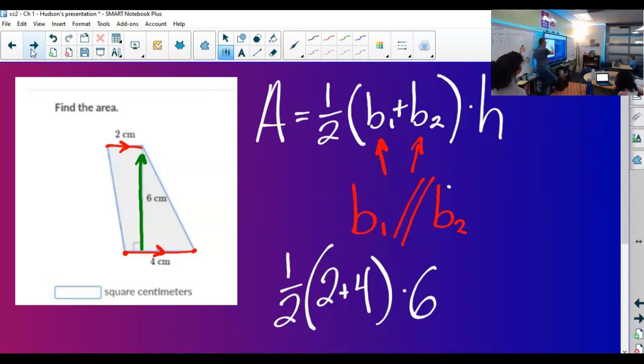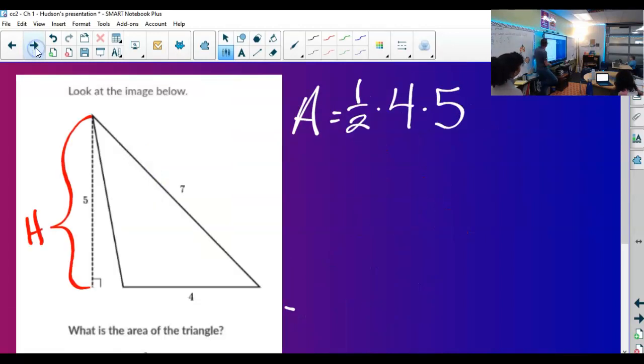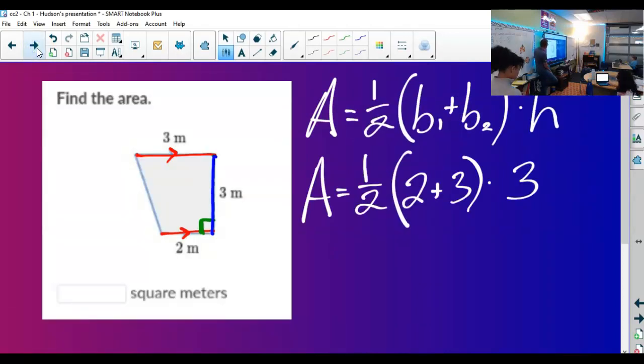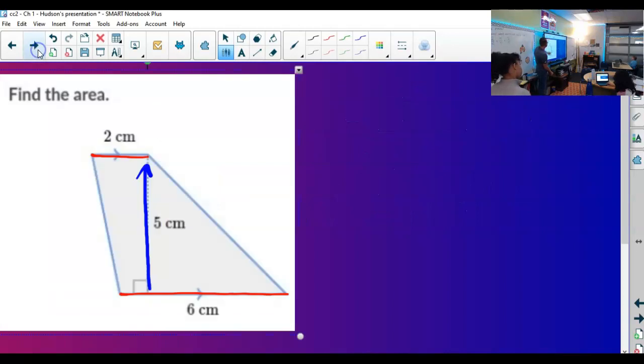So this trapezoid, base on top, base on bottom, height coming through the middle. This triangle, the height was on the outside. This trapezoid, base on top, base on bottom, height was one of the edges, right? Because that perpendicular symbol tells us. So the bases are indicated by the little arrows. So base plus base times height, and half of that.